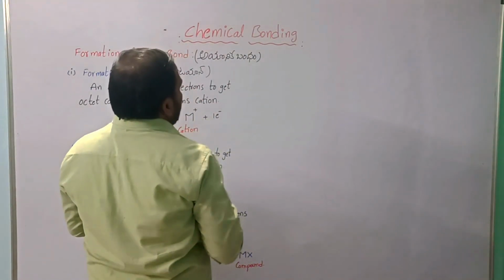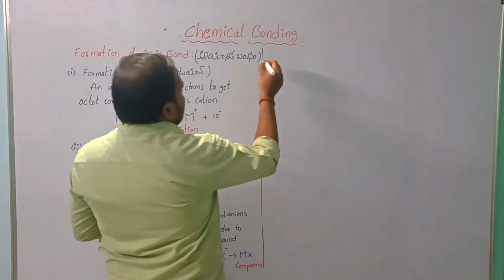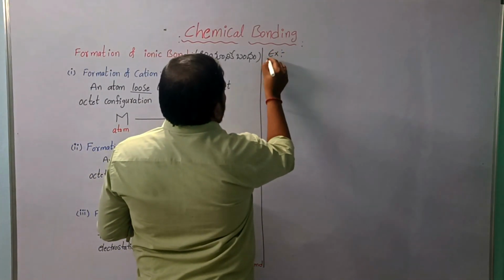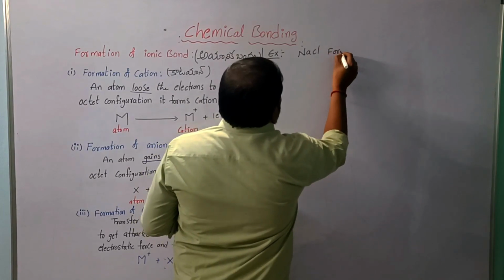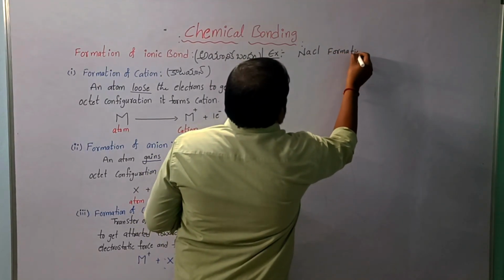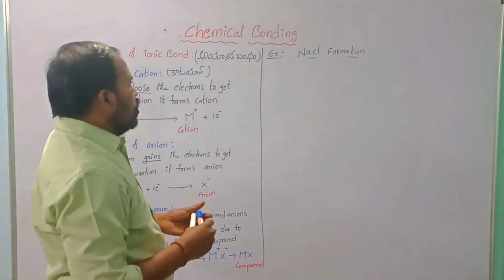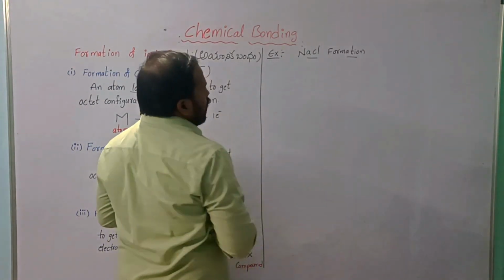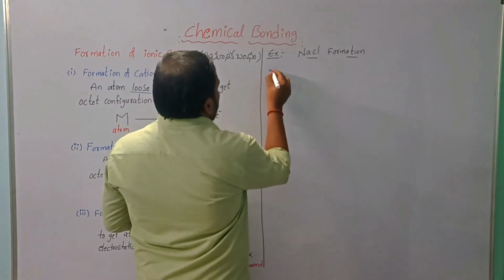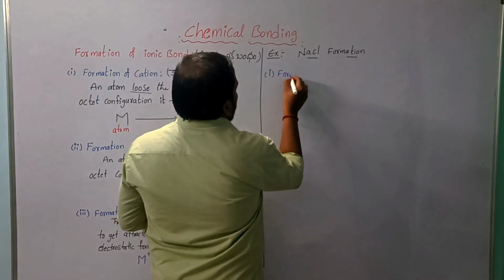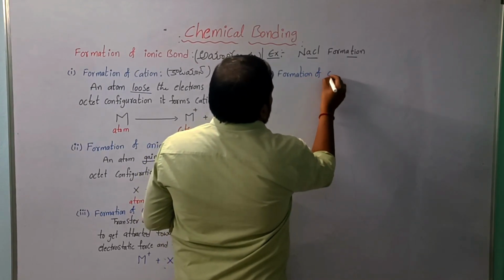You can check with the example. The example is: write down the NaCl formation. So what is the condition here? First we have to write the formation of cation.